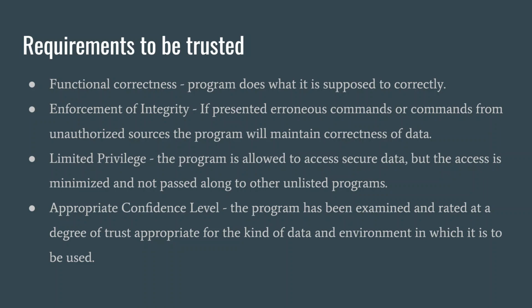To be considered a trusted system, there are certain requirements that must be met. These include functional correctness, which says that a program does what it is designed to do and does it correctly. Enforcement of integrity, for making sure that if something is done incorrectly or an unauthorized user attempts to gain access, no sensitive information will be lost. Limited privilege is put in place to allow a program to access secure data, but prevent the passing on of information to other users or programs. And appropriate confidence level says that the program has been examined and rated in a way that shows it is appropriate to handle the data being used.